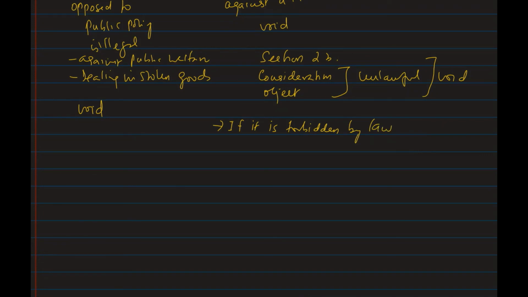If the law doesn't allow you to do so, then the consideration or object is unlawful. So can you pay consideration in the form of fake notes? No, because it's forbidden by law. So consideration is unlawful if you pay through fake notes. Secondly, if it defeats the provisions of any law, that is, it goes against law. That's the basic meaning of it. If it defeats the provisions of any law, then also consideration or object is unlawful.